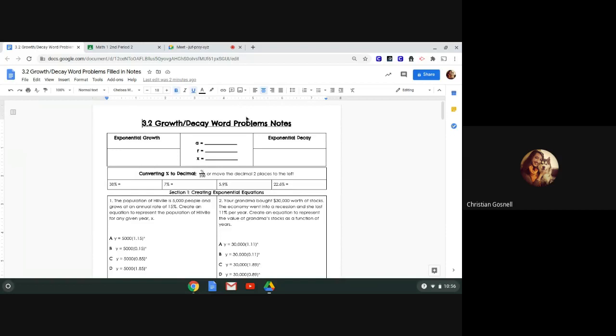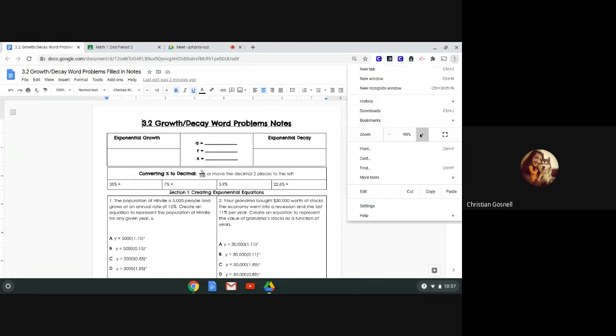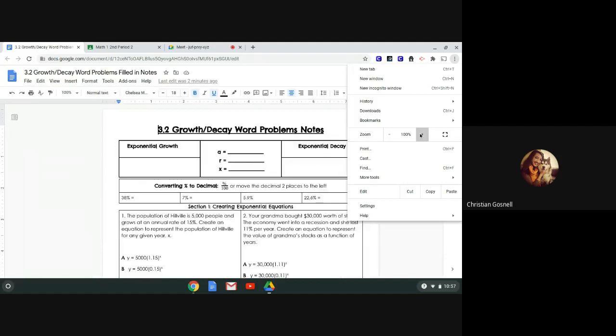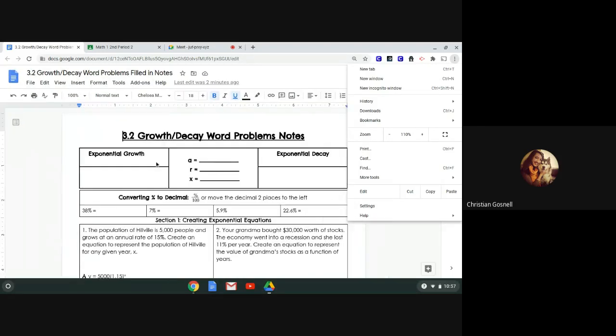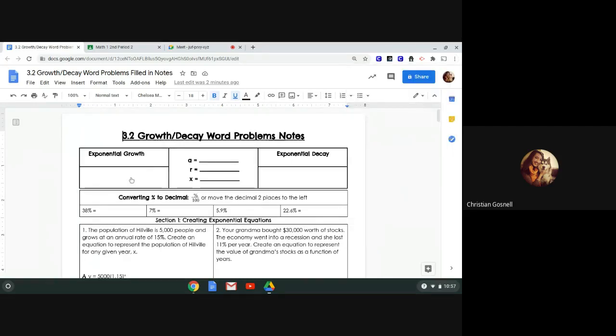Right, in this video, we're going to talk about creating and solving exponential equations. There are two different types of exponential equations. Exponential growth is of the form y equals a times 1 plus r to the x power, where x is the exponent. Decay is of the form y equals a times 1 minus r to the power of x.